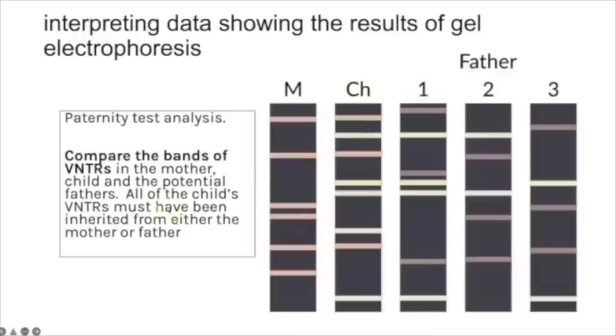So here's another example just showing you these results. This time it's for a paternity test. So we have the mother's gel electrophoresis results. We have the child, and then we've got father 1, 2, 3, and we have to identify which one is the father. Now, any of the bands that didn't come from the mother, which you can see here have been highlighted in orange, must have come from the father instead.